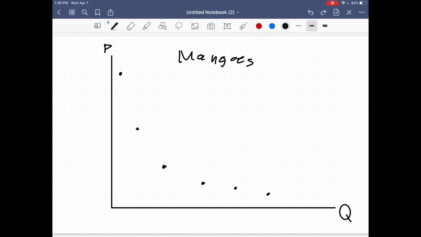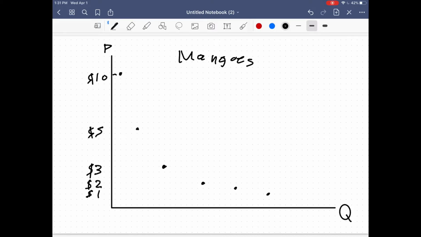Let's say that what we have graphed now is your marginal utility in terms of mangoes, in terms of dollars. So for example, the first mango will provide $10 of utility. Let's say the next one will only provide $5, and then the next one will only provide $3, then $2, then $1, and so on. So now the question is, how many mangoes are you going to buy?